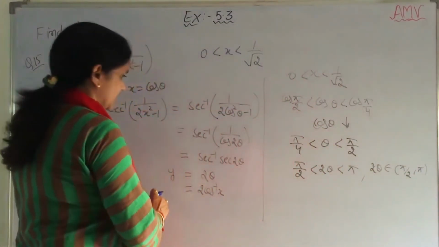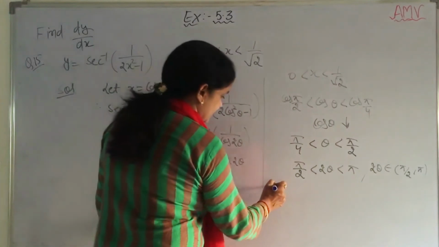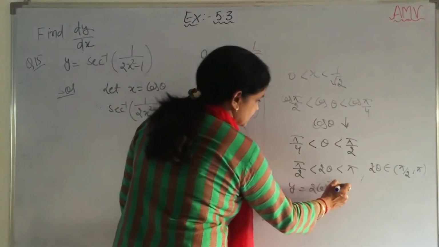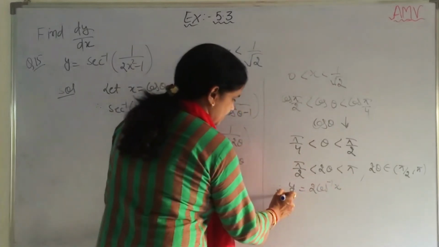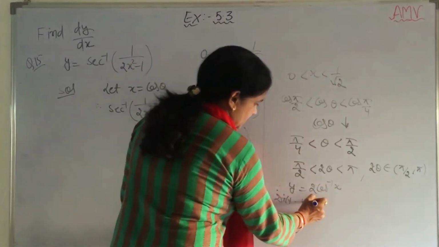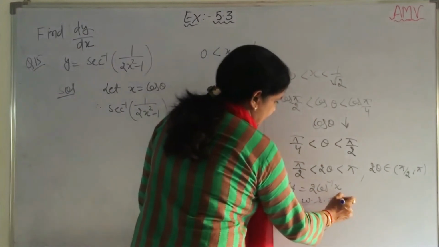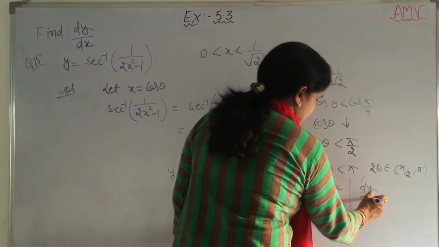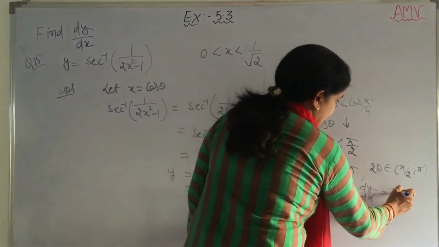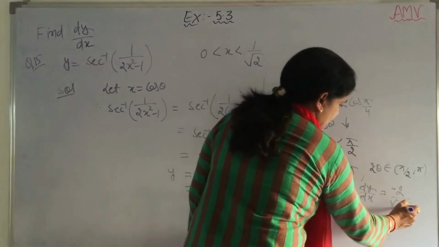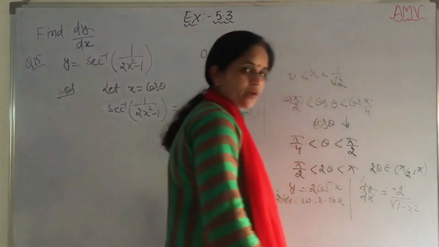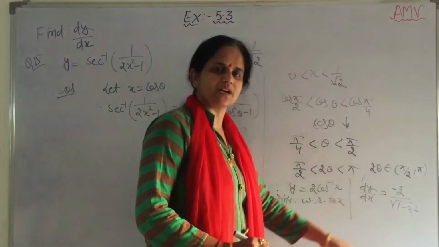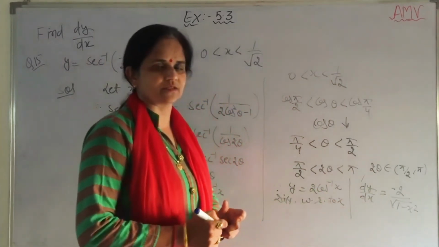Okay. And now find the derivative. y is equal to 2 cos inverse x. So differentiating with respect to x, you will find dy by dx is equal to minus 2 by under root 1 minus x square. Okay. The derivative of cos inverse x is minus 1 by under root 1 minus x square. Okay.